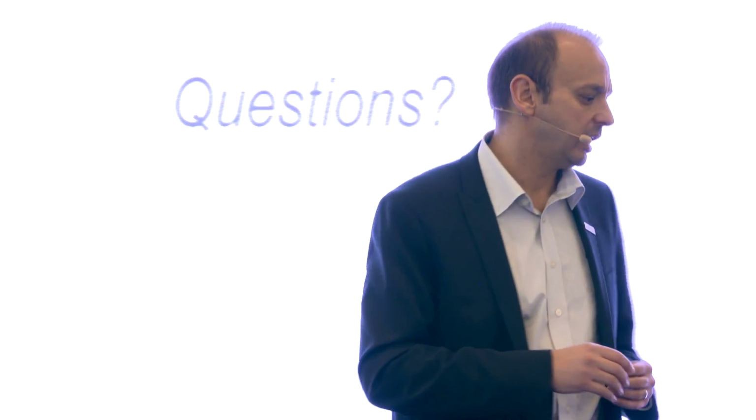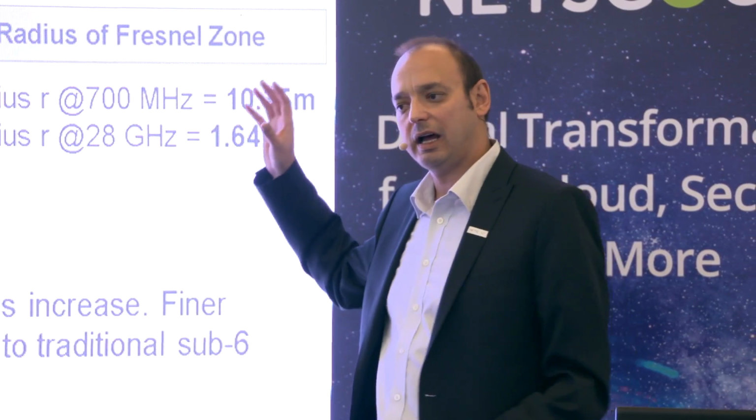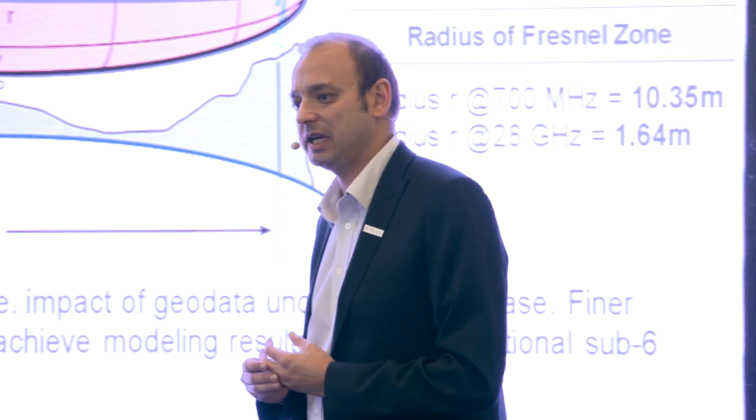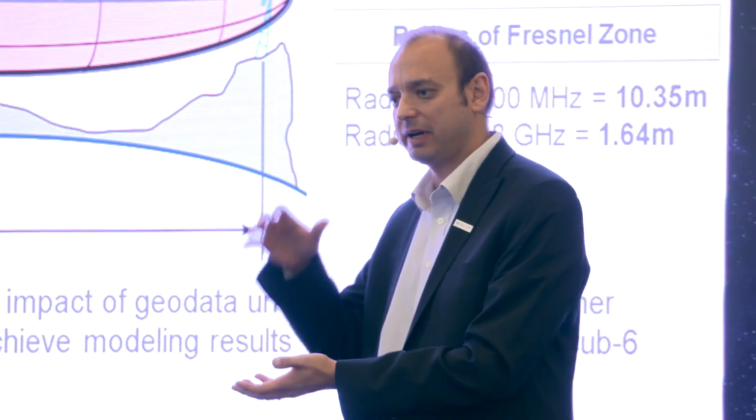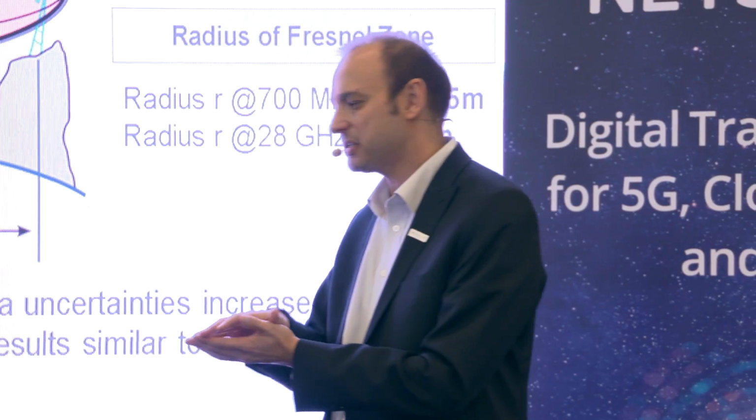Hi. You stated that the Fresnel radius decreases in the millimeter wave case, that will result in greater geo inaccuracy. So you have to go with finer geo points? Yeah, let me clarify that. I got a little confused. If I go back to the slide, the first part of that statement is correct. As you go higher in frequency, the Fresnel zone radius is inversely proportional to that. So the Fresnel zone radius decreases.